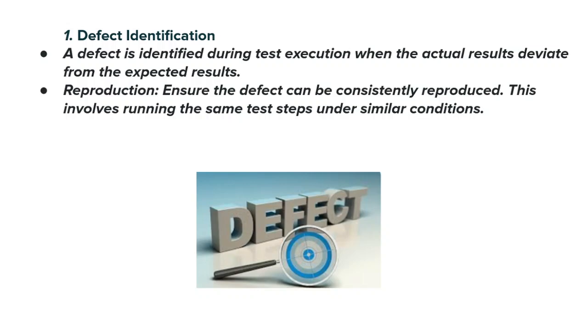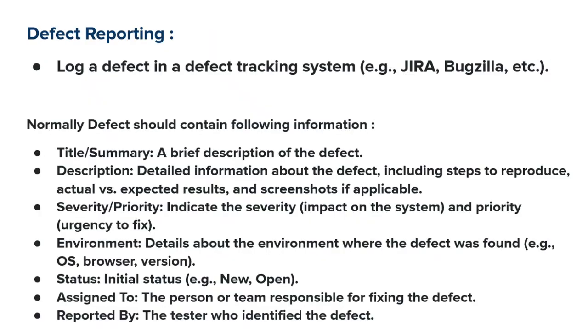That is the issue, and it should be easily reproducible. We should ensure that the defect can be consistently reproduced. When you follow the test steps, that defect should be easily reproduced. This involves running the same test step under similar conditions. When we execute the same step under similar conditions, the defect will be reproduced. All this information, the steps to reproduce the defect, the title of the defect, and any screenshot or recording, should be attached and reported to the developer. That's called defect reporting.